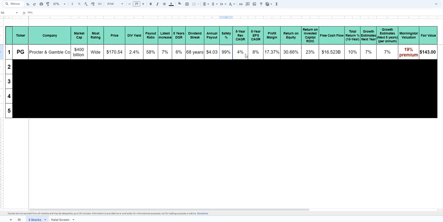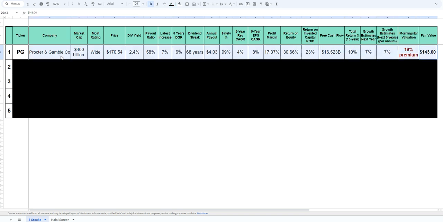Safety is 99%. The 5-year compound annual growth rate when it comes to revenue is about 4%. This is what we expect from these companies, 5 to 10% every single year, 8% worth for revenue. Profit margin, we've seen it already. Free cash flow is absolutely amazing. Total return in the last 10 years. So this is what you would have earned if you owned this company for the last 10 years. Per annum, per year, you would have made about 10%, which is good, between dividends and price appreciation and so on. Growth estimate next year 7%.